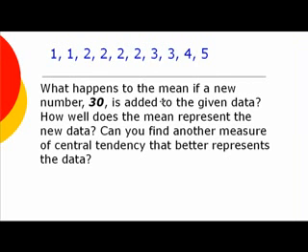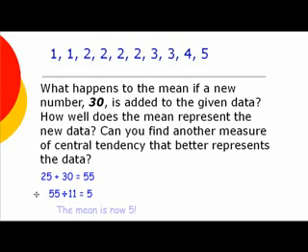Alright, let's move on. What happens when we add a number that is very different from our data set? So let's see what happens when we add 30 here. Well, again, we take the sum of the first 10, which is 25, and we add 30, and now we have 55. And we do our division. 55 divided by 11 is 5. And now the mean is 5.